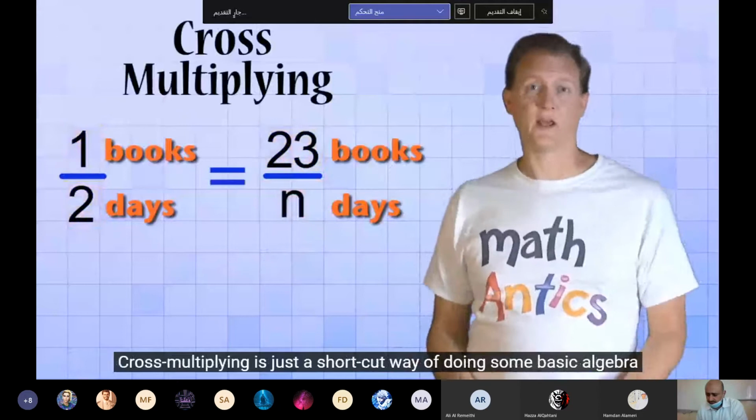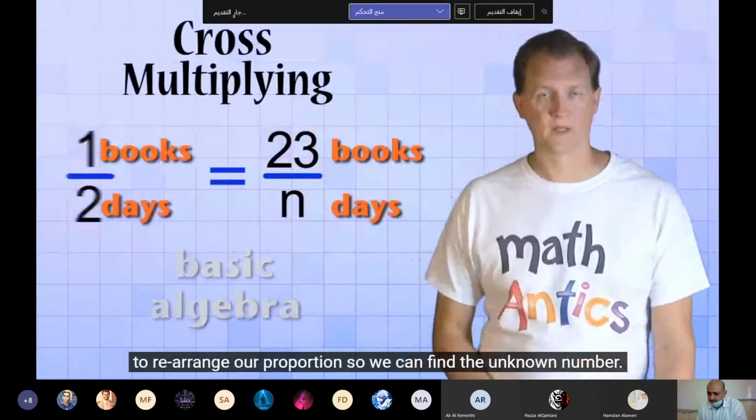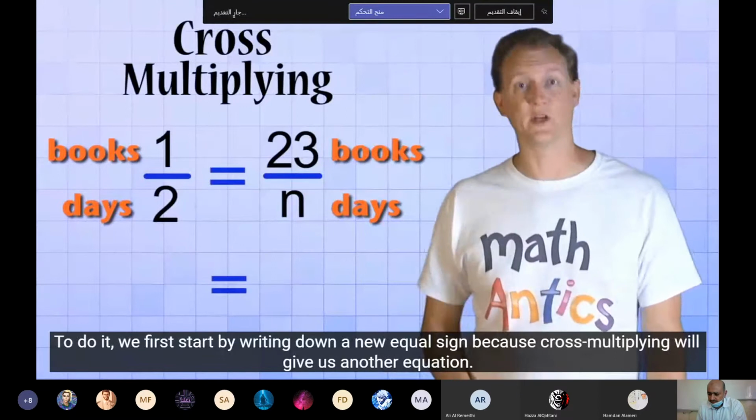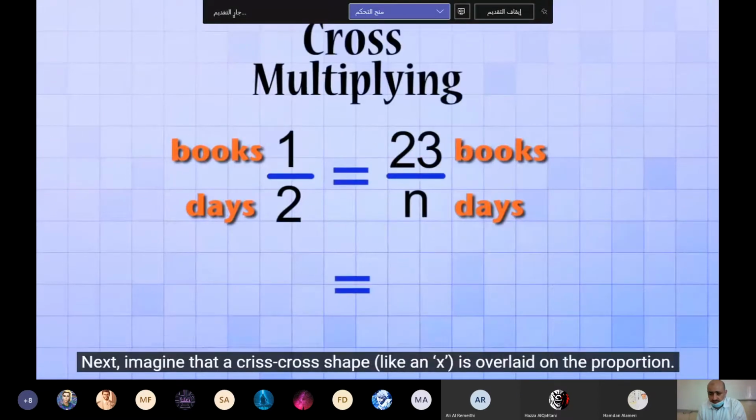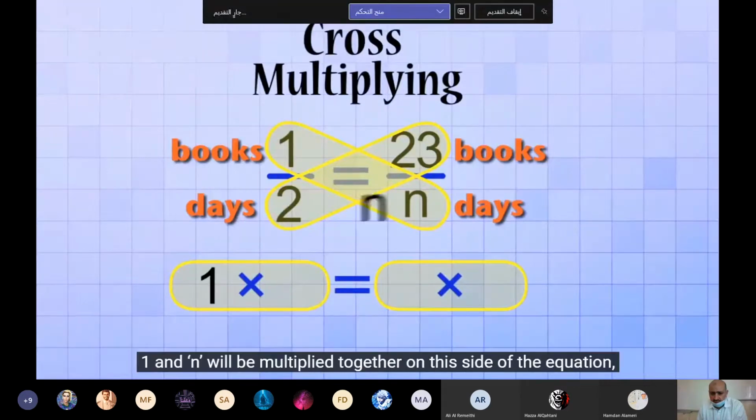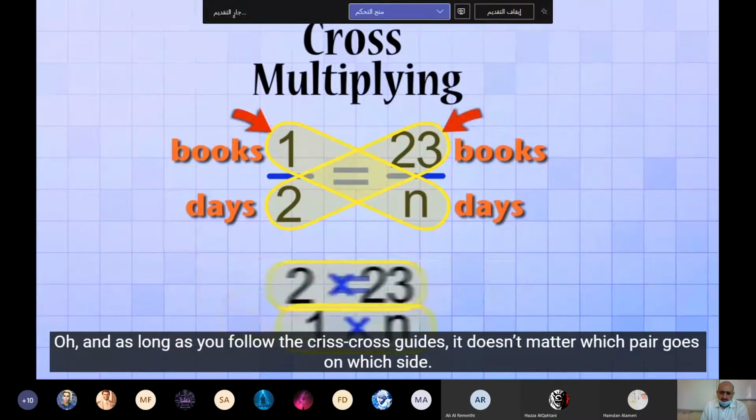Cross-multiplying is just a shortcut way of doing some basic algebra to rearrange our proportion so we can find the unknown number. To do it, we first start by writing down a new equal sign because cross-multiplying will give us another equation. Next, imagine that a crisscross shape, like an X, is overlaid on the proportion. This cross shape tells you which numbers to multiply together on each side of the new equal sign. 1 and n will be multiplied together on this side of the equation, and 2 and 23 will be multiplied together on the other side of the equation. Oh, and as long as you follow the crisscross guides, it doesn't matter which pair goes on which side.